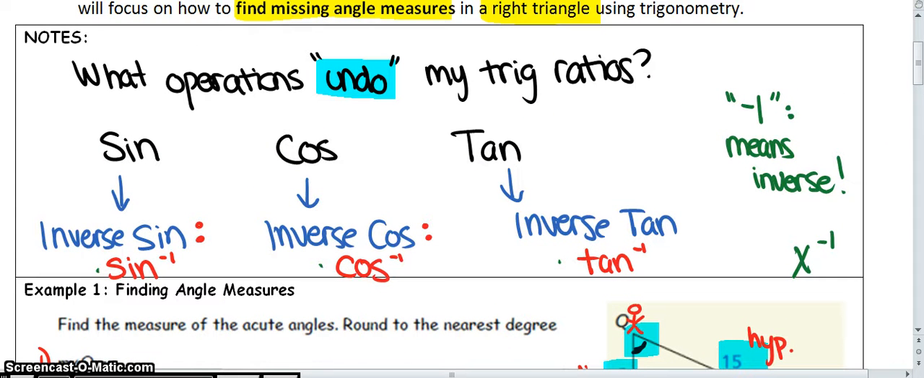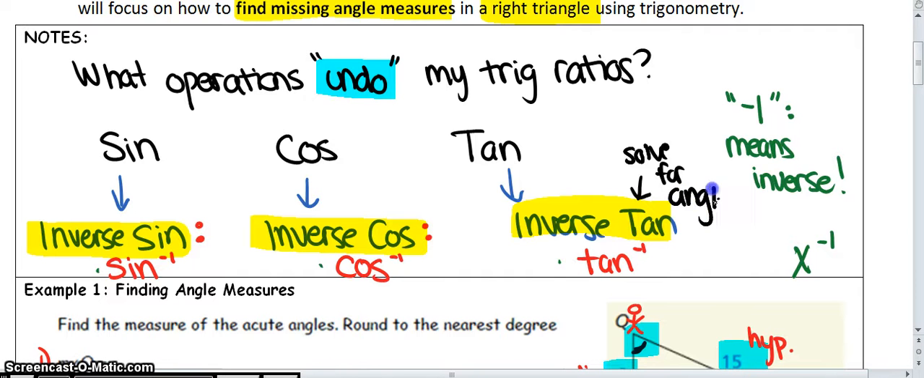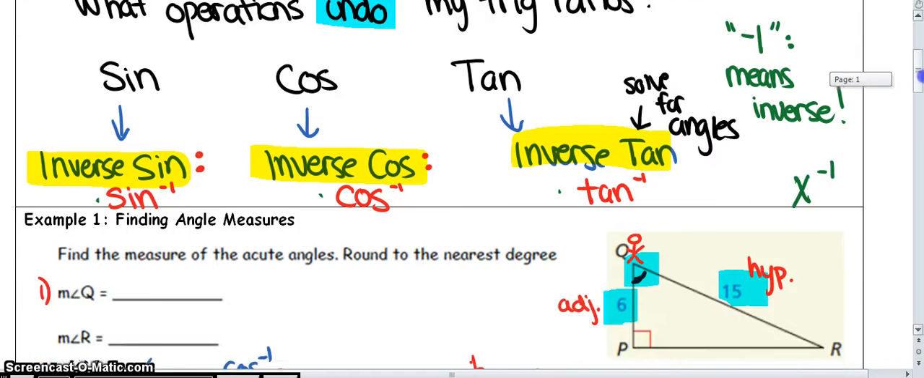All three of these inverse trig ratios are functions that solve for angles, right? So the trig ratios themselves, sine, cosine, tangent, are functions that solve for a ratio. Inverse solve for angles. Ratio, angles, ratio, angles.